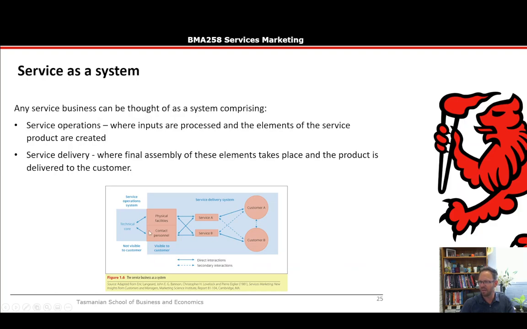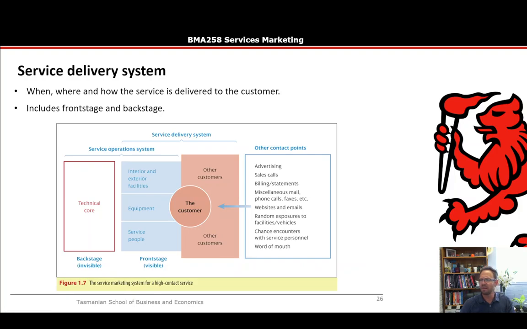It's a good way to think of service as a service delivery system that involves those components. Now, we also have a service delivery system: where and when and how the service is delivered to the customer, and it includes front stage and backstage. So again, we have the technical core, which is the backstage, and this is setting the foundations for more theories coming up, where we talk about service theatre and service products as drama, and front stage and backstage. It's very theatrical in the way that we think about these things.